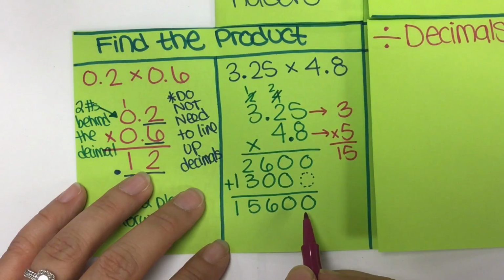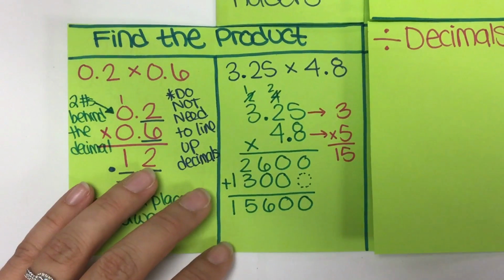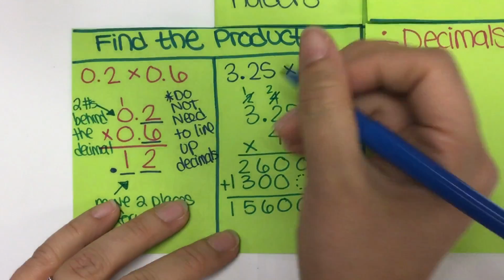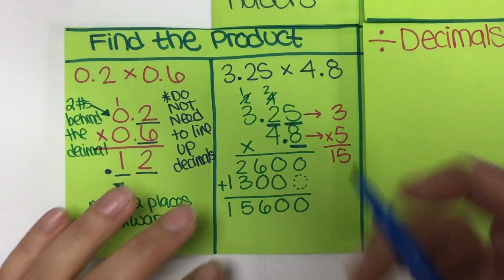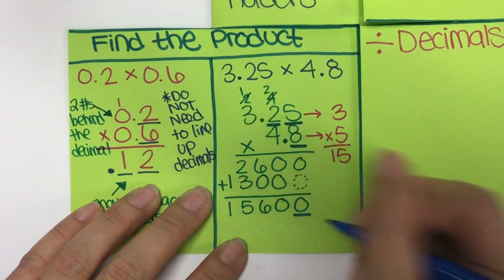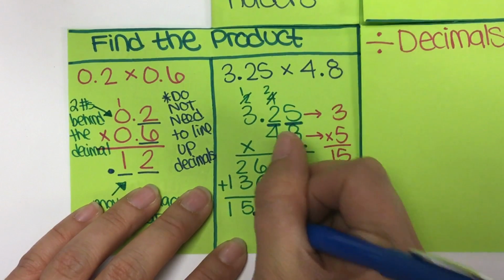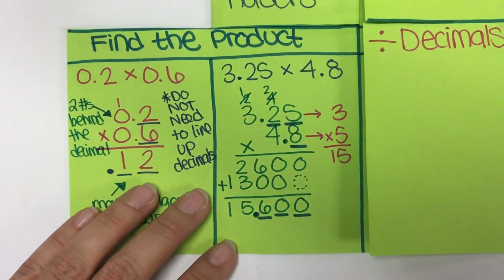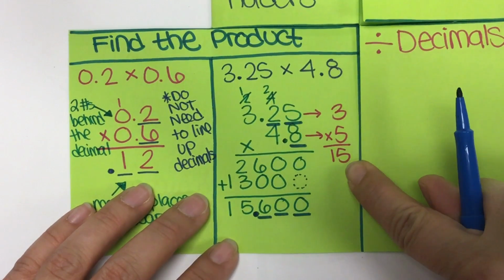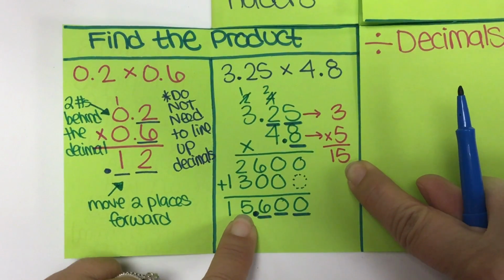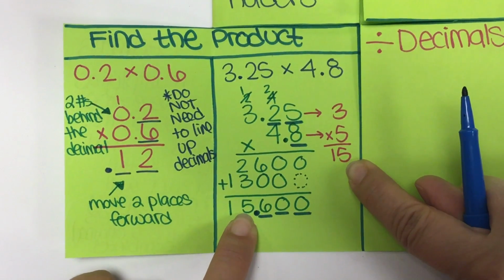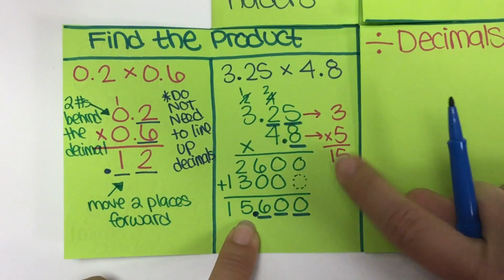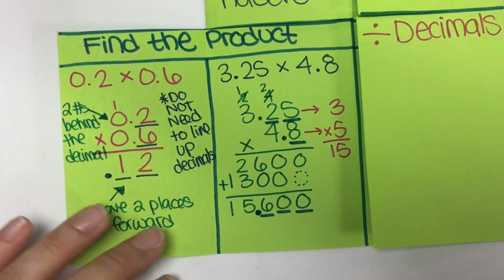15,000 doesn't make sense. So let's see what we need to do. I have 1, 2, 3 numbers behind the decimal in my factors. So in my product, 1, 2, 3, I have to go up 3 numbers, and that's where my decimal goes. My estimation was 15. My answer is 15 and 6/10, or 600 thousandths, or 60 hundredths. They're all the same, but that is definitely reasonable.